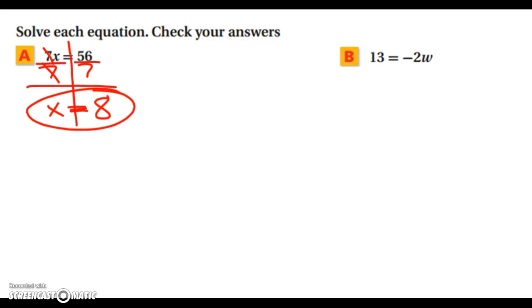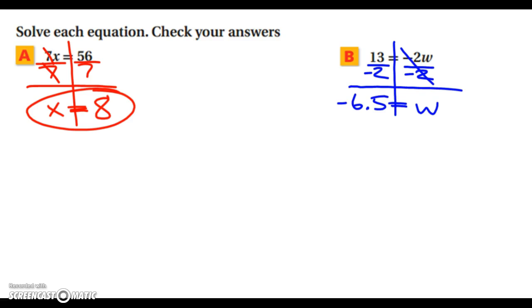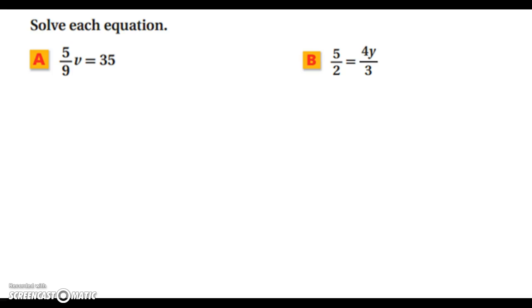Alright? The only other thing that B is showing you is that sometimes you can divide by negatives. W is being multiplied by -2. So I would divide by -2 on both sides. W equals -6.5 or 6.5. There we go. So keeping track of those negatives will also be ideal and important. Okay, lastly, we've got A and B here, some fractions.